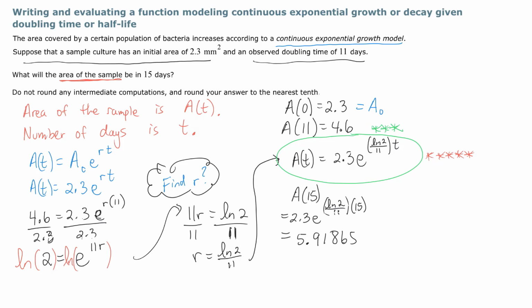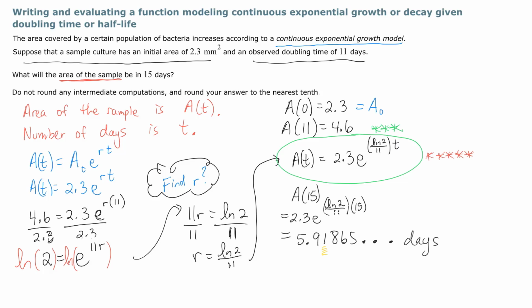And we get a decimal representation of 5.91865. It says round your answer to the nearest tenth. So we look at the hundredths place. That's a 1, which is less than 5. So we're going to round this down to 5.9 days.